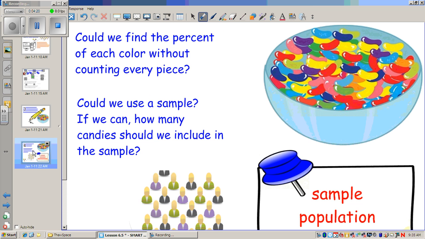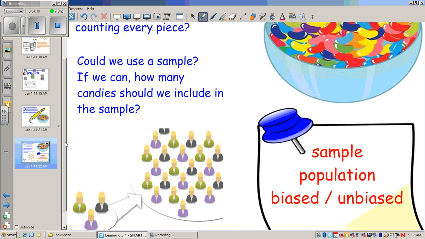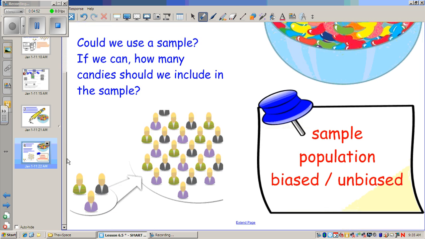Then our final page says, could we find the percent of each color without counting every piece? Just write down yes or no, what you think. Could we use a sample? If we can, how many candies should we include in the sample? And what is a sample? A sample is a group, a number of people out of however many. If we were talking about 1,000 people, maybe we would want to do 100, or if we had 100, maybe we would want to do 10. But I want you to write down the definitions of sample, population, and what is biased and unbiased. So if you can write down those definitions.